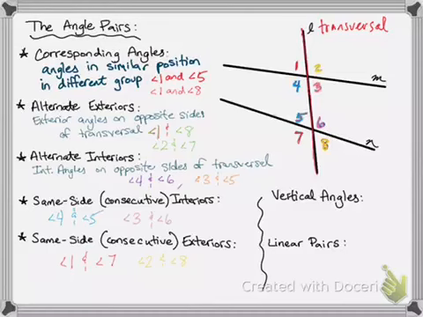Vertical angles and linear pairs, those suckers never go away. So let's talk vertical angles. There's a lot of them, and there's even more linear pairs. So vertical angles, remember, those are the opposite angles formed by the two intersecting lines there. So that would be like angle 1 and angle 3.